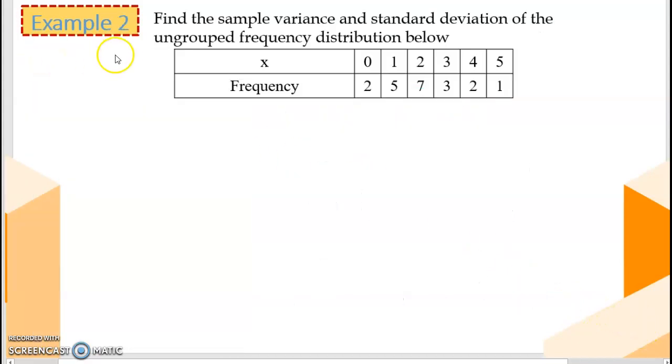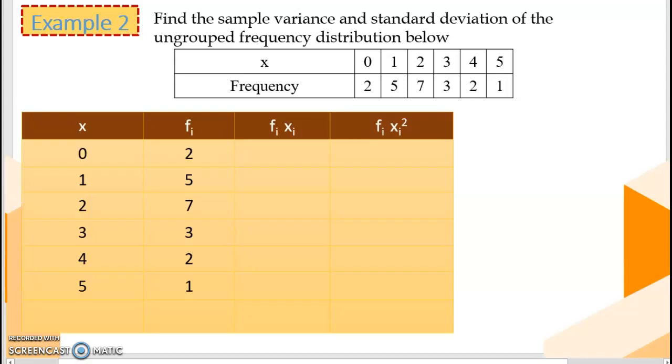Example 2, we have ungrouped frequency distribution here. We have x and we have frequency. We are going to find the sample variance and standard deviation. So now we list down our x, our frequency, and then we are going to find fx and fx squared.